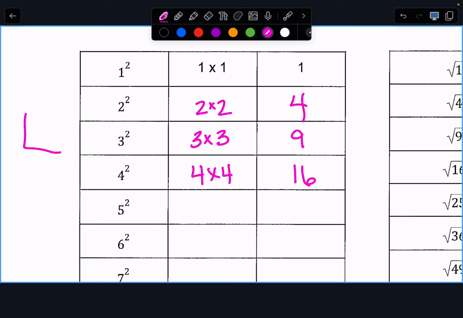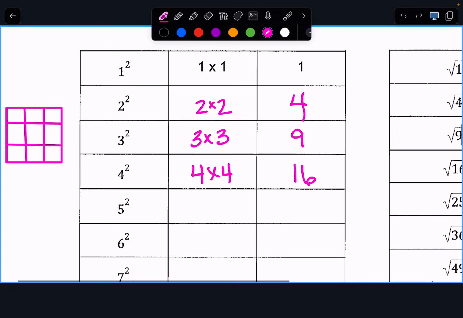Okay, if I have... Well, that didn't work. If I have a 3 by 3 square, how many squares are inside of my 3 by 3 square? 9. Okay, that's why it's called a perfect square.